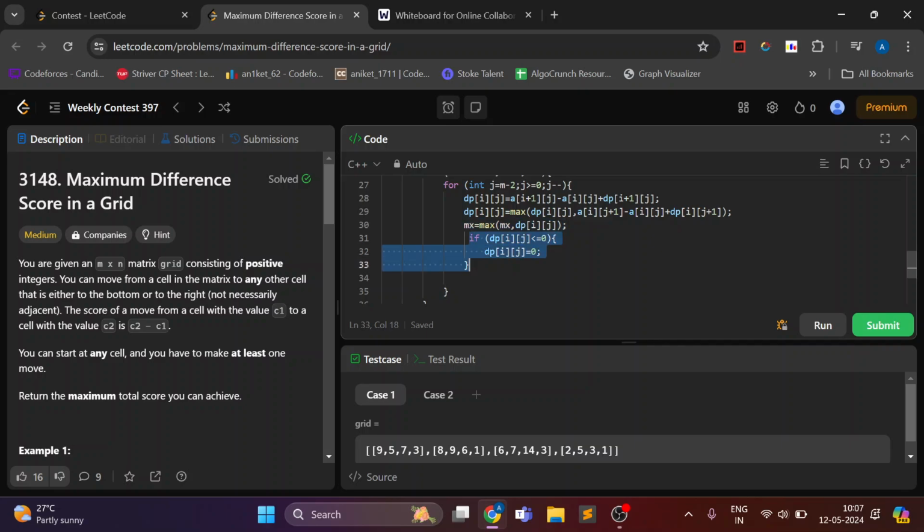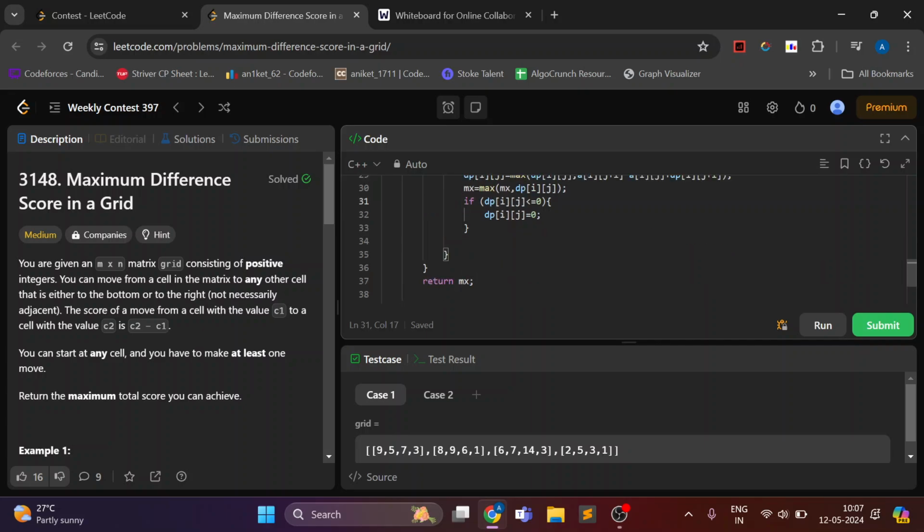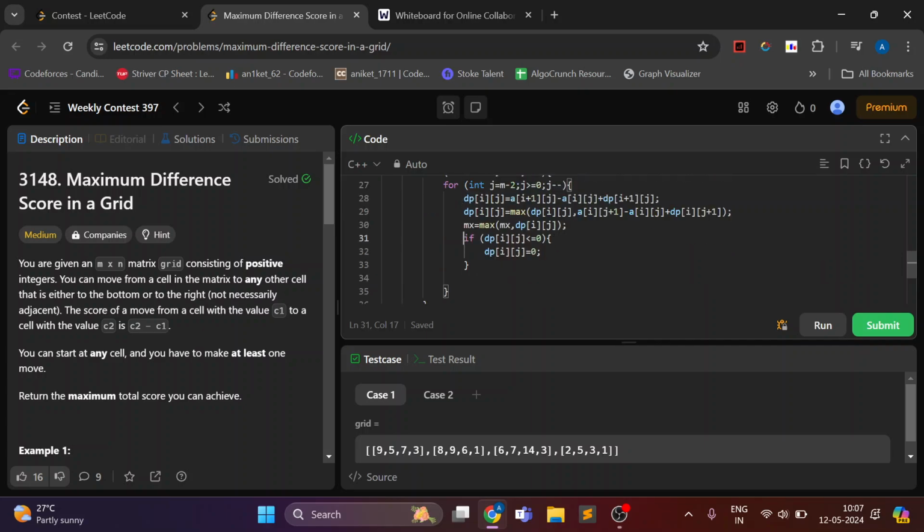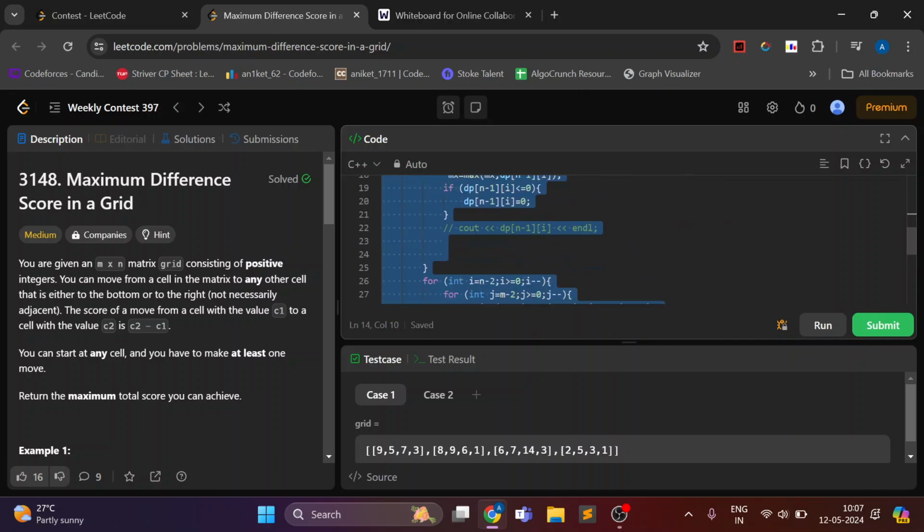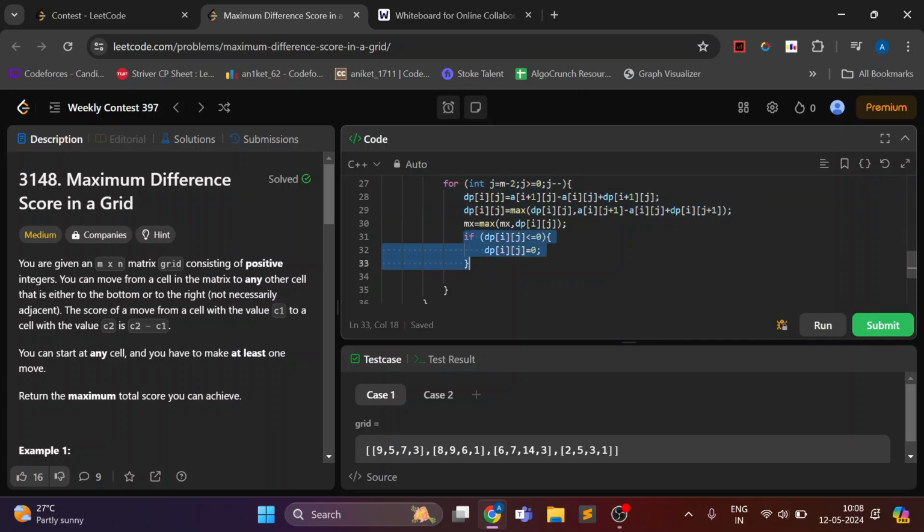And this condition again: if dp of i j is negative, I don't need to go there for the next previous steps. So after updating, this would be used in some next steps. That's why I'm updating this again and again every time.